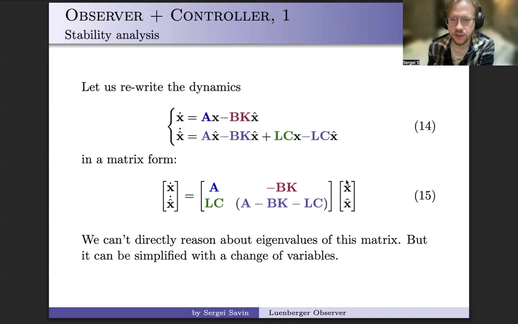How did we do it? We introduce this vector x hat. To get x dot, you need to multiply x by A, right? So like this. You need to multiply minus BK by x hat, so minus BK. To get x hat dot, you need to multiply LC by x, so LC goes here. And then you need to multiply A minus BK minus LC by x hat. So that's how you get this. Equation 14 I turned into 15 this way.